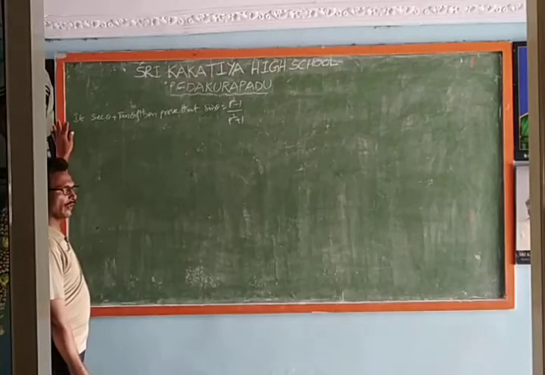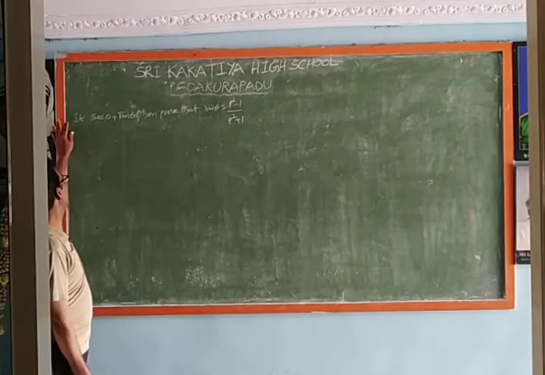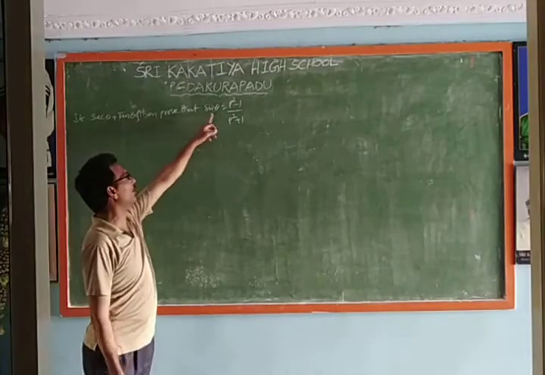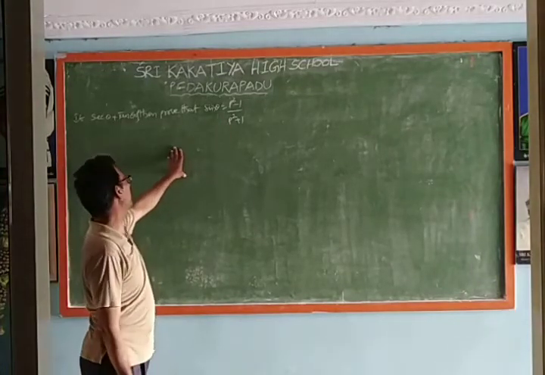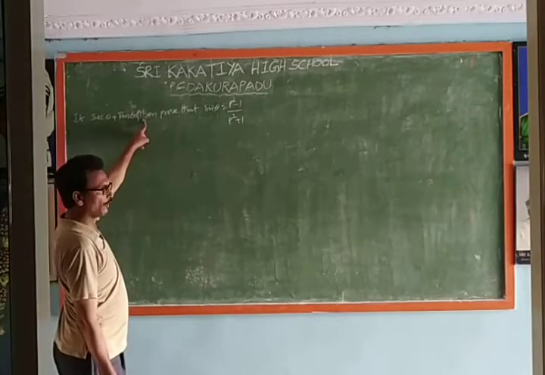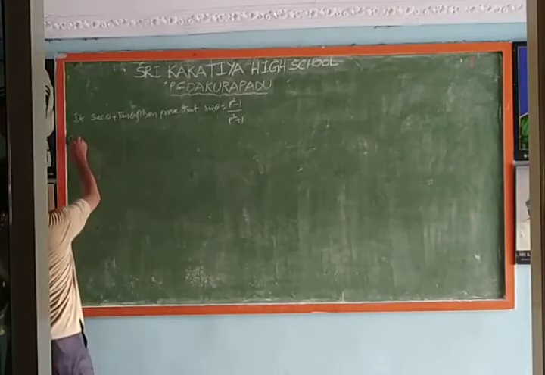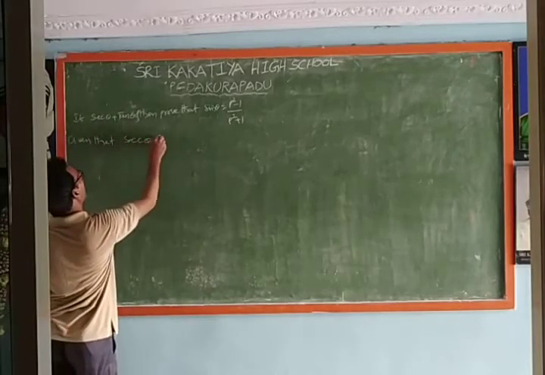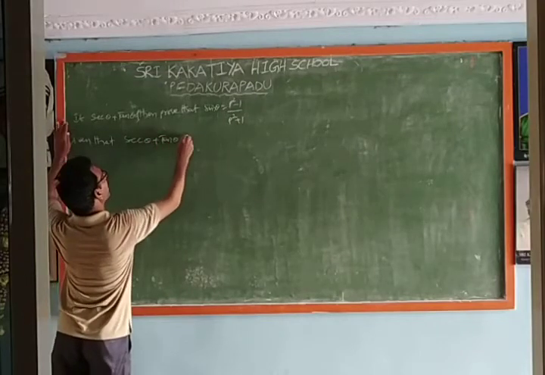This is another very important problem in trigonometry. If secant theta plus tan theta is equal to p, then prove that sin theta is equal to p square minus 1 by p square plus 1. What is given here? Secant theta plus tan theta is equal to p is given. Okay. Given that secant theta plus tan theta is equal to p.